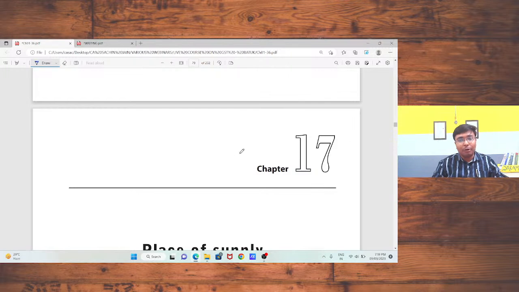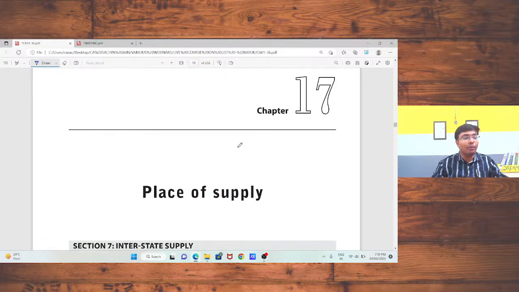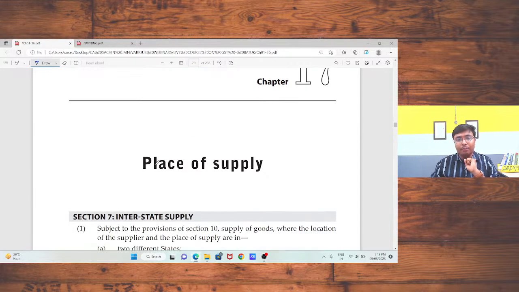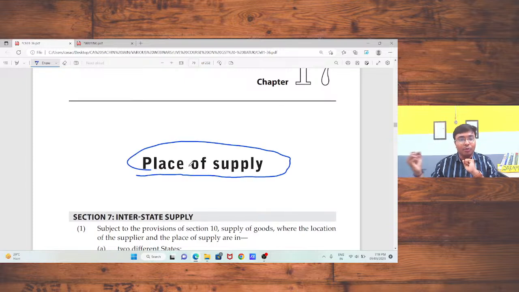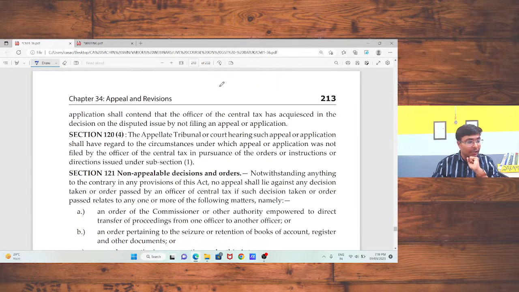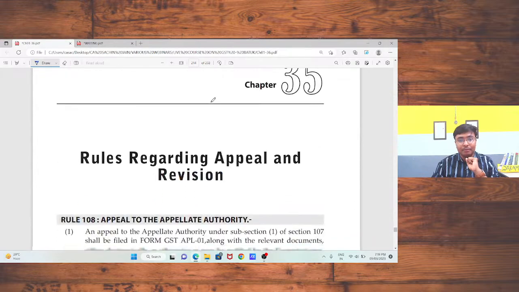Okay, sir. Now we are going to start a very important topic under GST. We are not going to discuss place of supply in today's session. I am going to start another topic, which is very much relevant in our day-to-day practical situation.